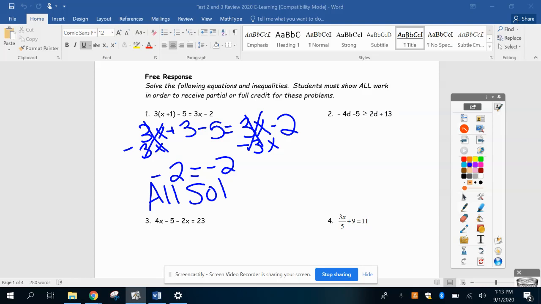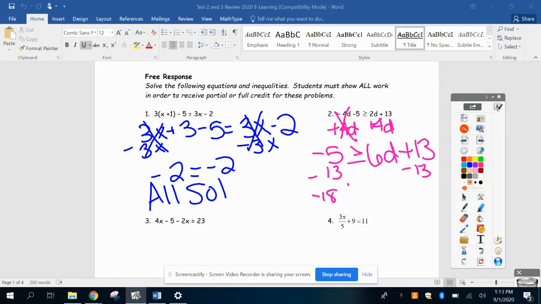Okay, number 2 is an inequality, but again, we have variables on both sides, so we want to get those variables together. You can choose either way to move, but I'm going to choose to move the negative. So my 4d's will cancel, so I'll have negative 5 is greater than or equal to 6d plus 13. I can then subtract the 13 from each side. So I'll have negative 18 is greater than or equal to 6d.